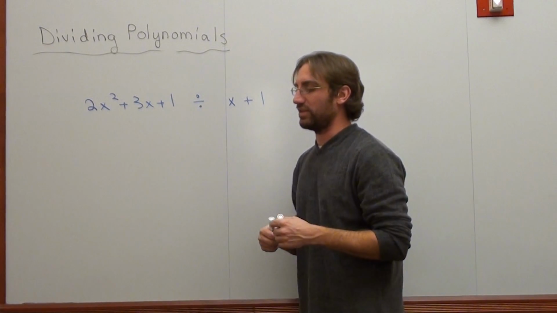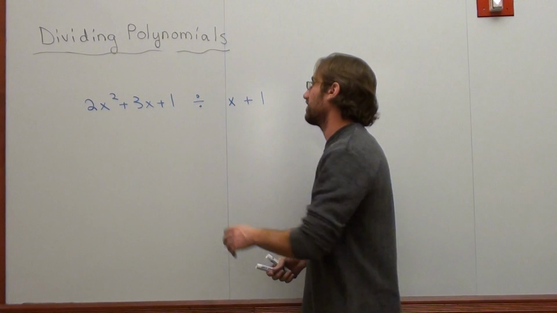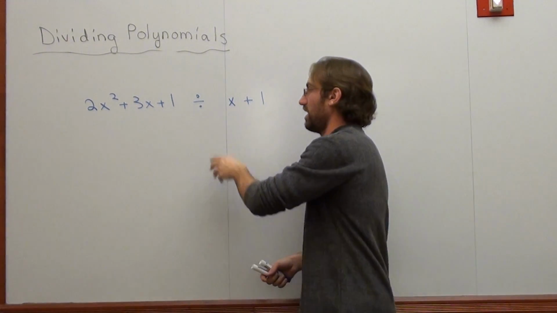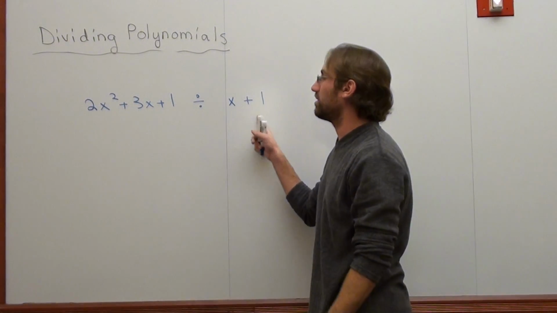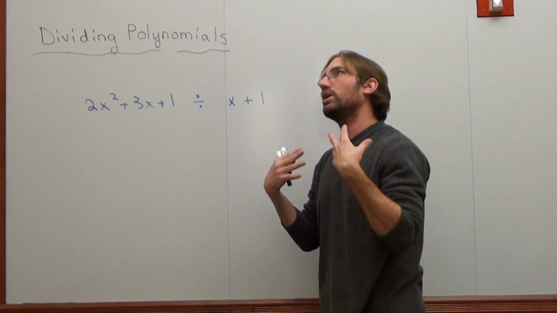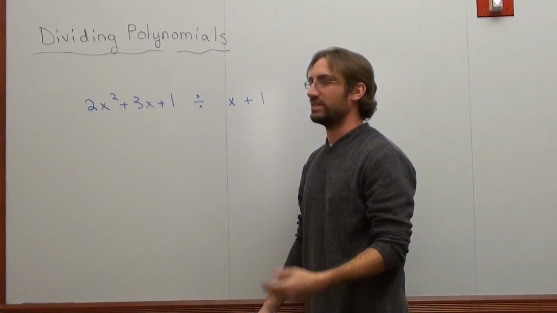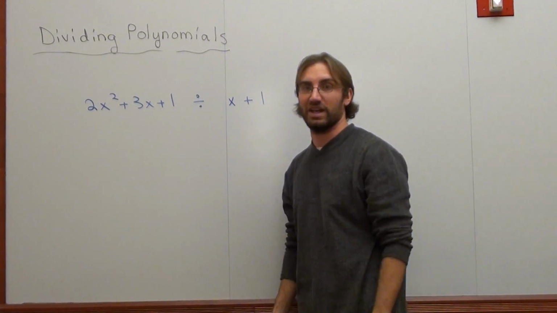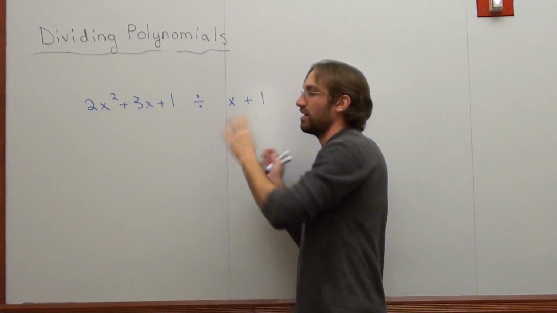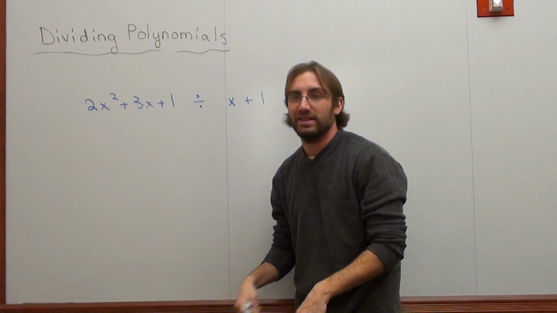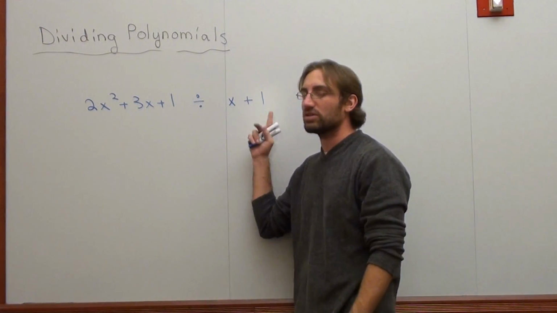So here's how you do synthetic division. You've got 2x squared plus 3x plus 1 divided by x plus 1. You can only use synthetic division when it's a variable plus or minus a number. Not a number in front of the variable plus or minus a number. Whatever you're dividing by has to be a variable plus or minus a number. That's it. Not variable squared, not variable by itself, just a variable plus or minus a number.